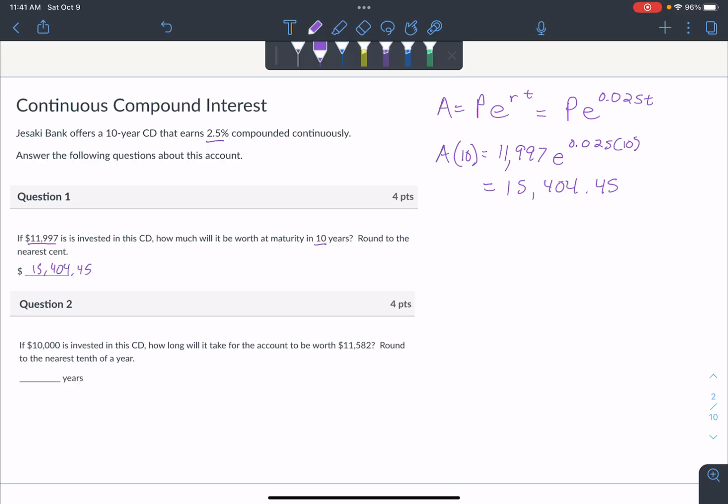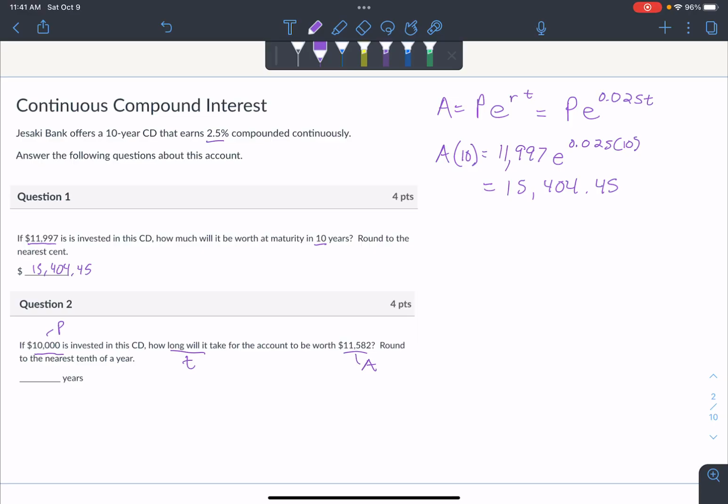Right, for number 2, we have a different kind of question. So we know that if we initially invest 10,000, how long will the account be worth 11,582? So now we're looking for T, how long, and we are given the amount that we invest, which is our P, and the amount that it's worth after time T, which is our A. So we're solving for T in this case.